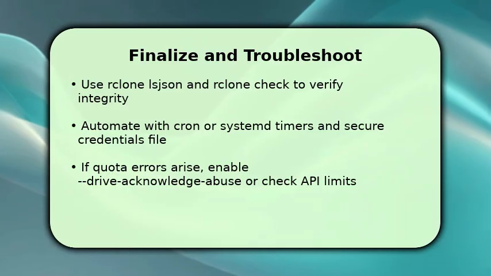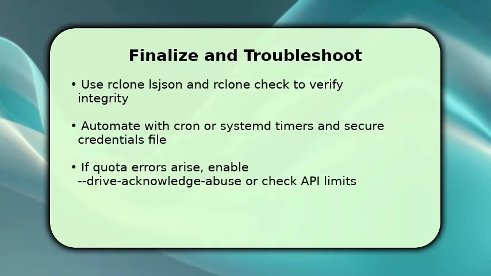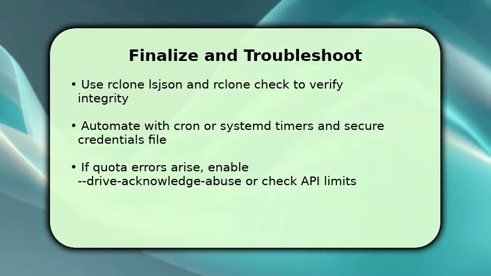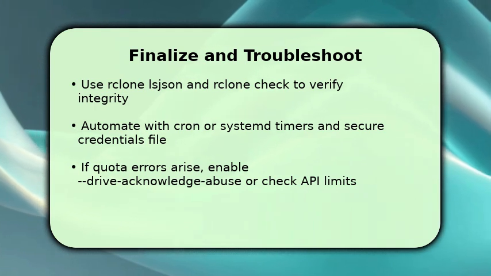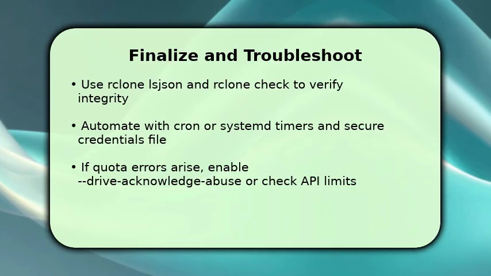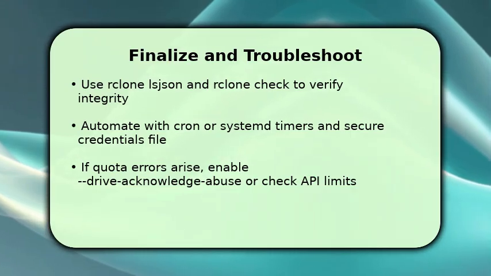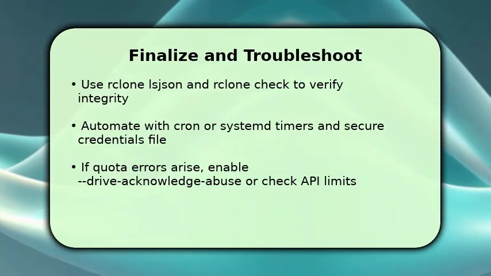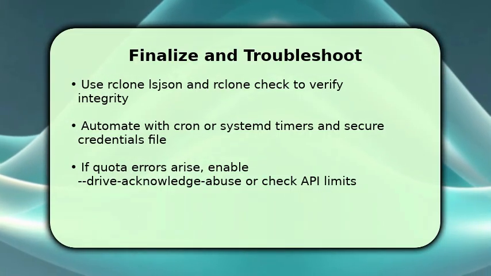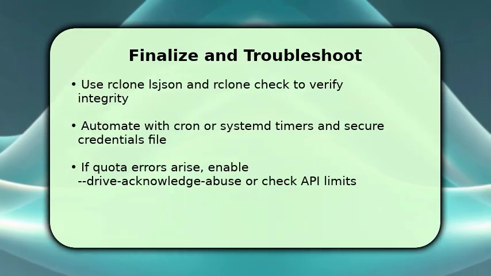If you hit quota, rate limit, or permission errors, inspect the exact error and retry with --drive-server-side-across-configs, reduce concurrency, or refresh OAuth tokens. One troubleshooting tip: if transfers stall, run rclone with -vv to capture detailed logs. That often reveals missing scopes, expired tokens, or API throttling, so you can fix it.